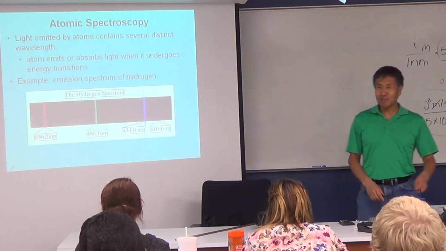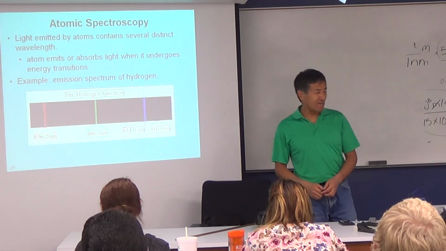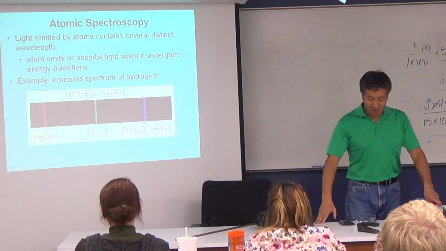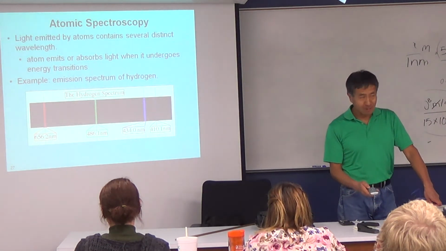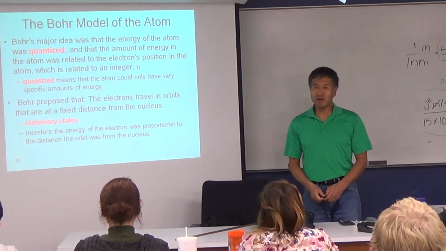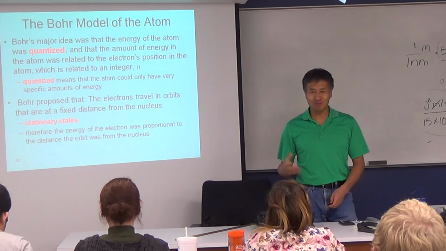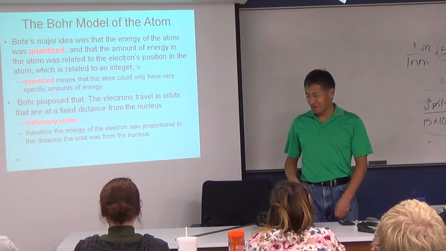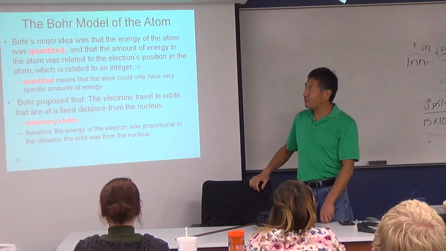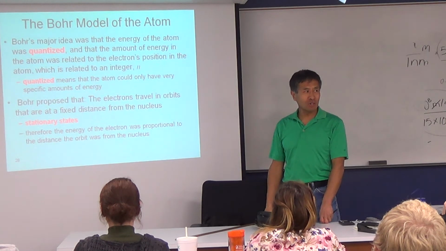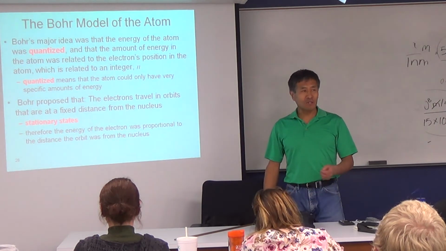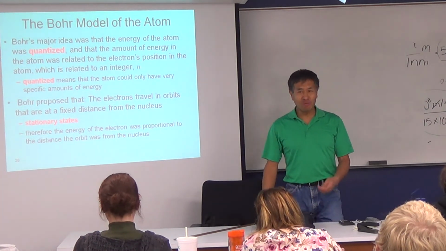So this is one result at the beginning of the 1900s. People tried to explain why only these 4 lines in the visible region. One scientist, a very good friend of Einstein, Bohr, who went to conferences with Einstein, was the first to propose a model. It's a semi-classical model, not really Newtonian, not like the quantum model, right?